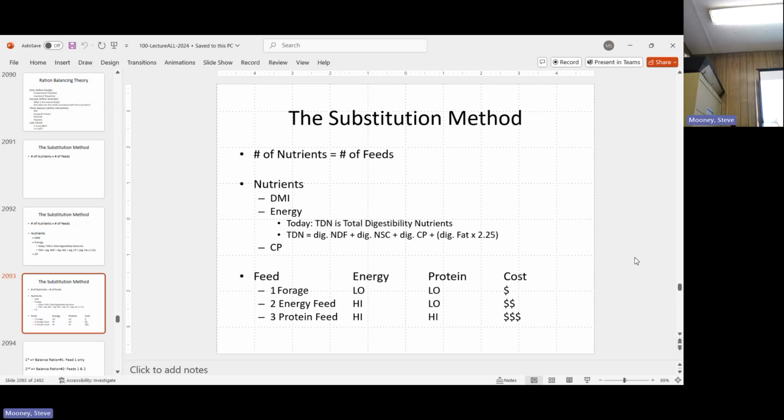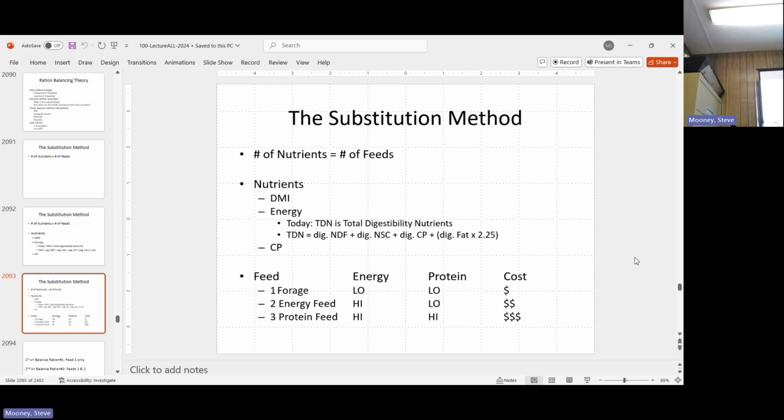Our number 2 feed is our energy feed. This is what we bring in if we're short of energy. So it's high in energy, low in protein, and these don't specifically match the high, medium, and low we did for the feed ID. These are relative to each other. And it's usually medium cost.